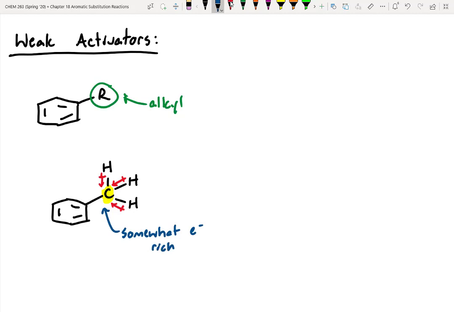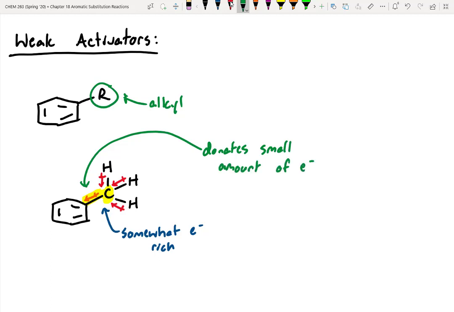All right, so if we think about it being electron rich, that means that it can donate some of its excess electron density into the aromatic ring through induction. So let's make a note here. It donates a small amount of electron density via induction.